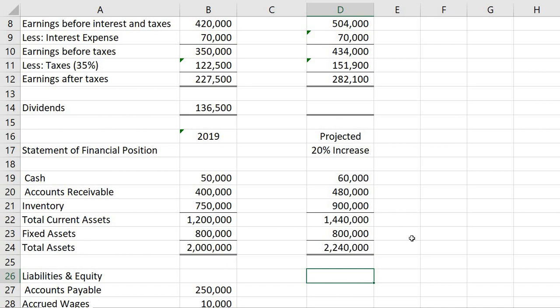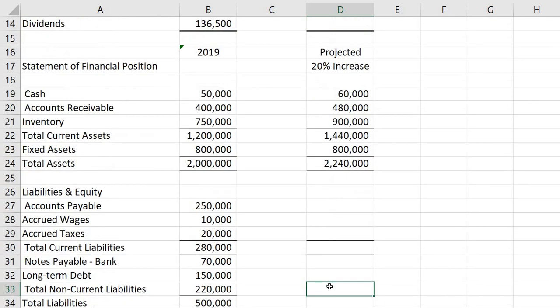So, anong ibig sabihin nito? We are actually computing already your required assets. So, ibig sabihin, for us to be able to accommodate, cater, sustain, achieve the 20% increase in sales, dapat meron tayong assets a total of 2,240,000 as computed. Okay, so let us now proceed to the liabilities section.